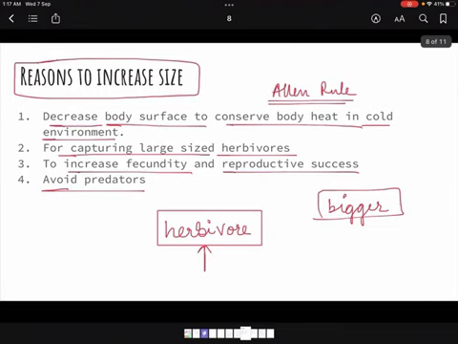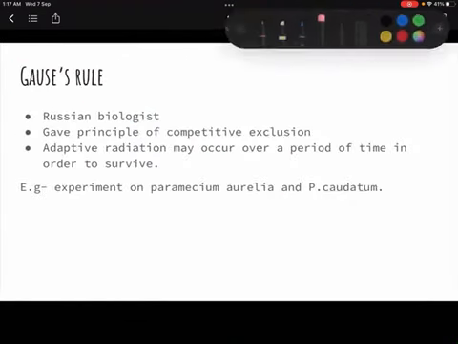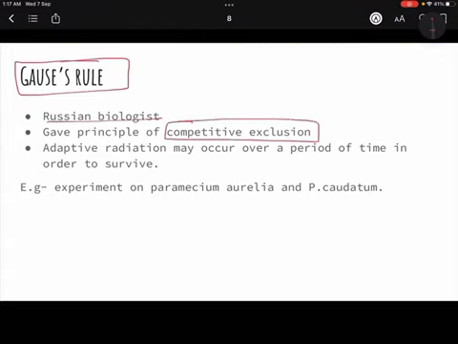This is the reason to increase in size. Next is Gause's rule. This is the last. After this we will finish this chapter. This is the last thing. He was a Russian biologist and he gave the principle of competitive exclusion. Now his theory is very, very scientific, and this is also a part of environment. We have read this concept in environment also.